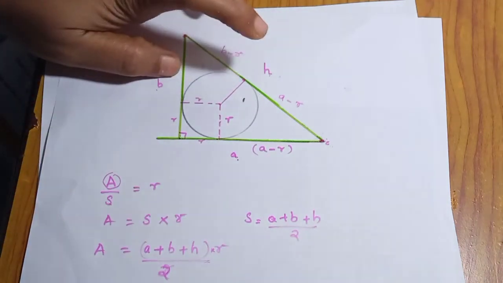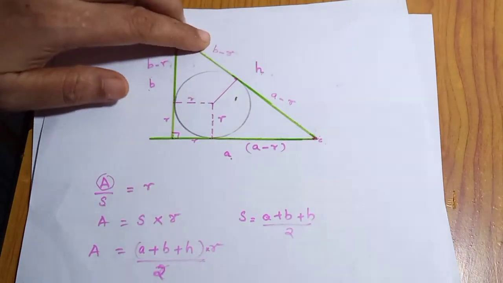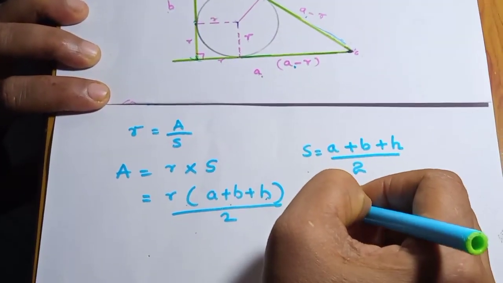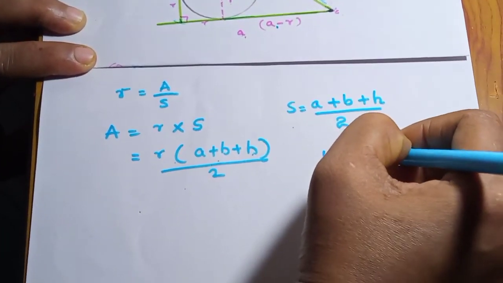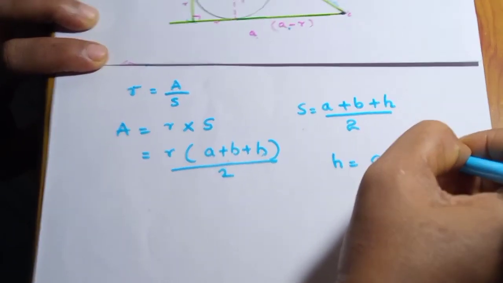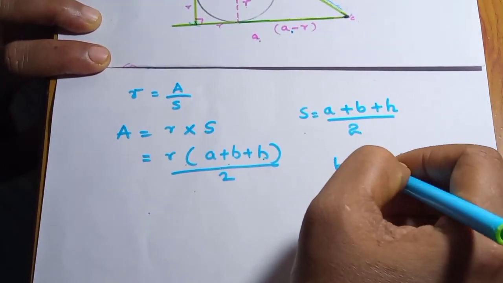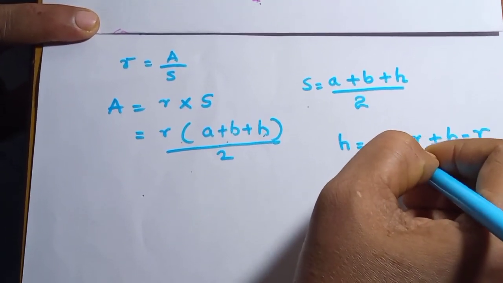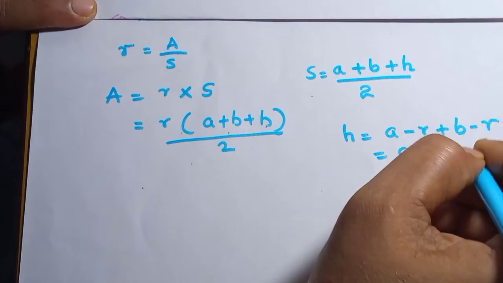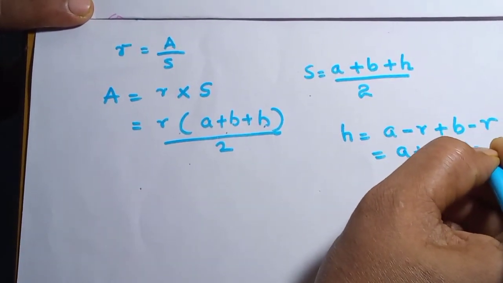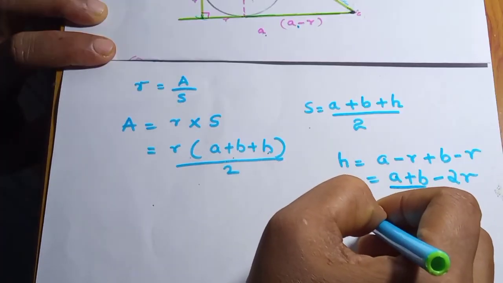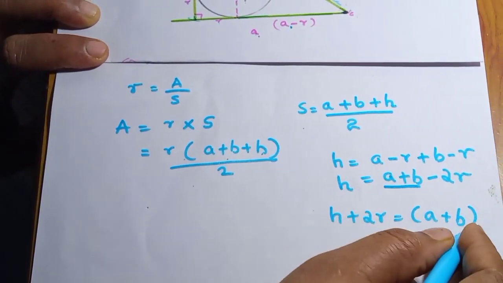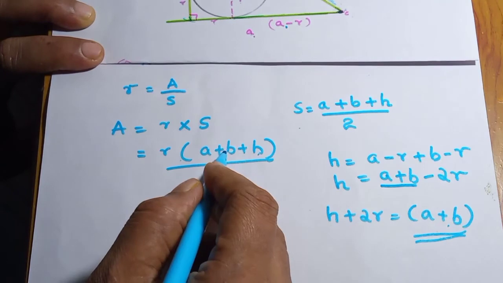So instead of h, we substitute these two values, b minus r and a minus r. That is, h is equal to a minus r plus b minus r, which is a plus b minus 2r. So h plus 2r is equal to a plus b. Then substitute the value of a plus b in this equation.